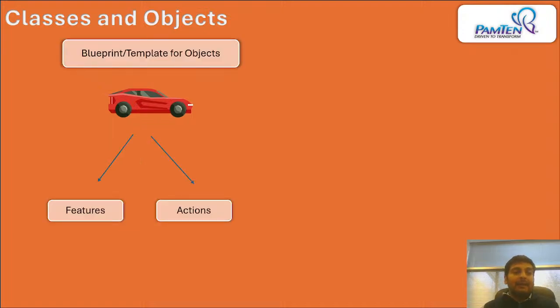Now let's go ahead and understand what are classes. You can consider classes to be a blueprint for objects. So what you have is a car, and a car has something called features and actions. For this car, the features would be its color, the number of wheels it has, the mileage, the speed. Every car will have a different color, so the color of a car is a feature. Similarly, the number of tires in a car is a feature, and the speed of a car is also a feature.